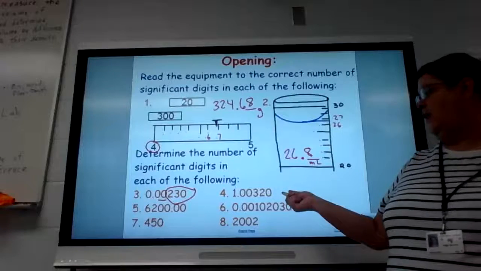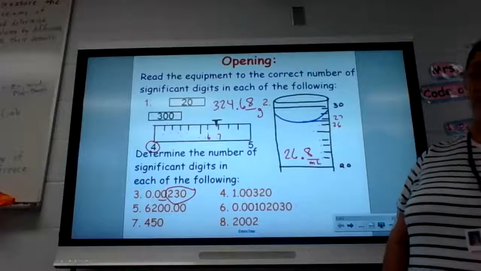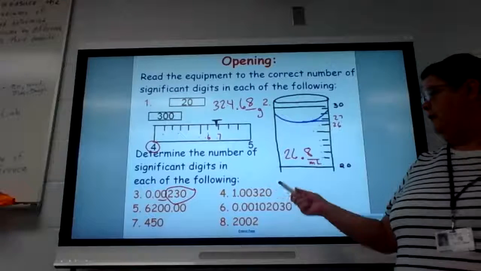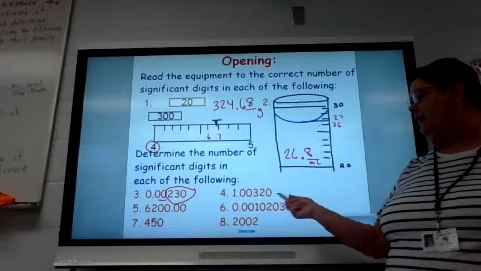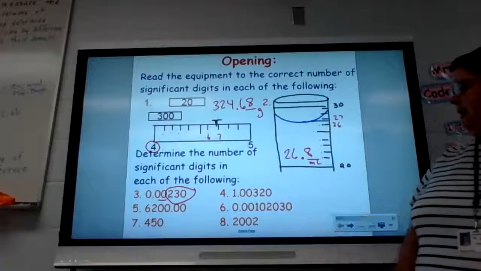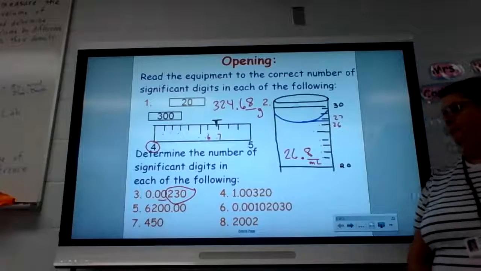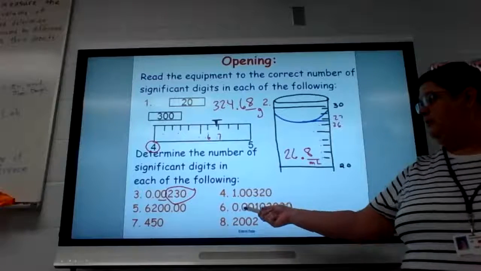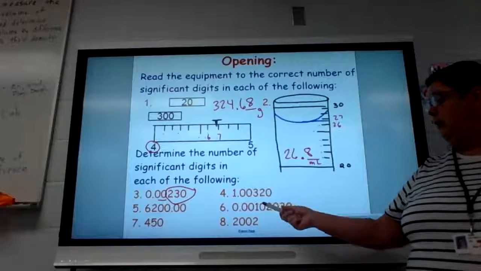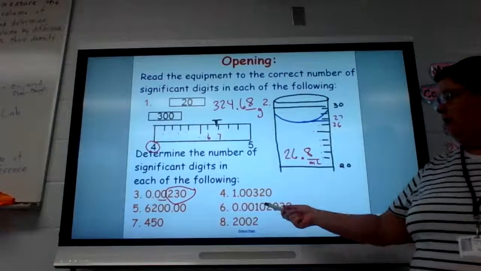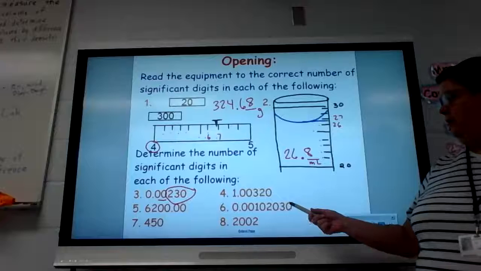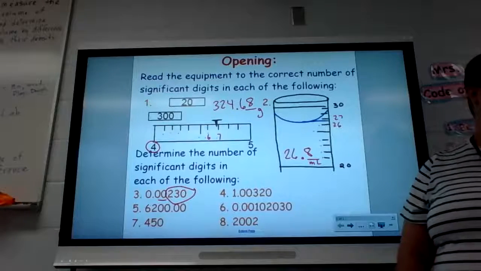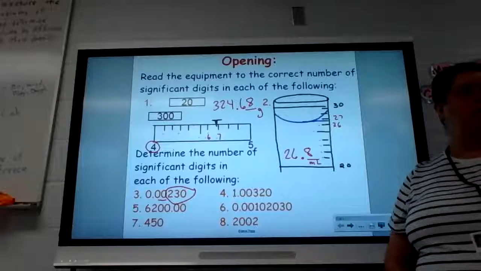And number 4, how many? 6. There's 6. These 2, why are they significant? Because they're in between, and this one is after the number and after the decimal. How many in 6? 6. There's 6 here too. That's, hey, there's a decimal. Placeholders. 1, 2, 3 are non-zero. Between, and after. All right, and how many in 8? 4, because these 2 are between. Questions?